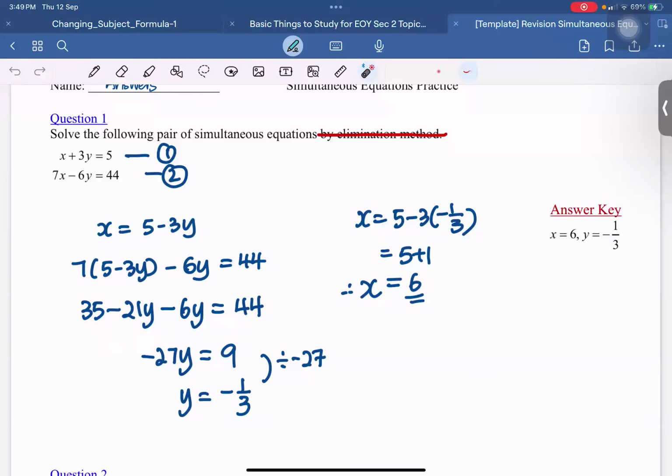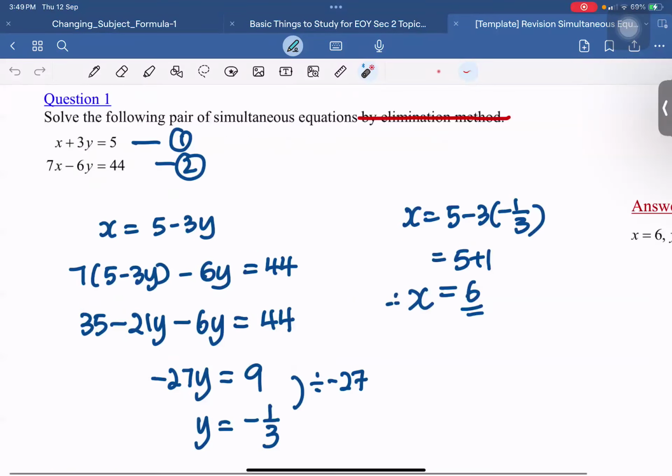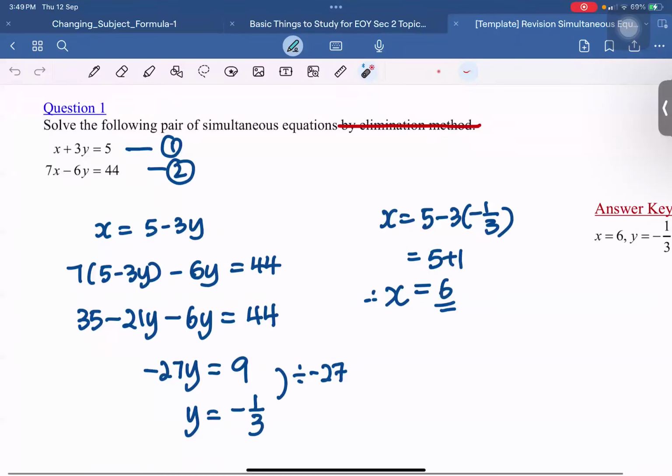So the first one, I did a substitution. Most of you know how to do the substitution method. From one of the equations, make x the subject. If you use elimination, that will be the second part later, the next question. So I made x my subject. If x is my subject, I shift 3y over. I shift positive 3y over, it becomes minus 3y.